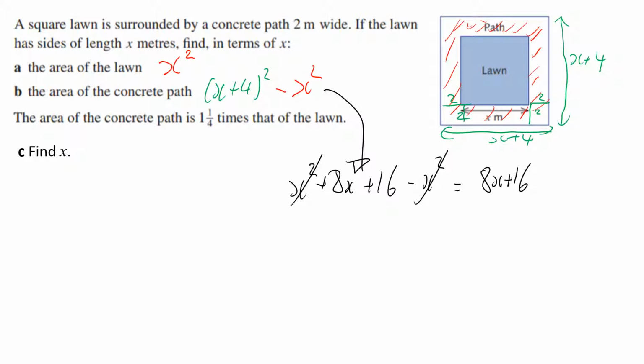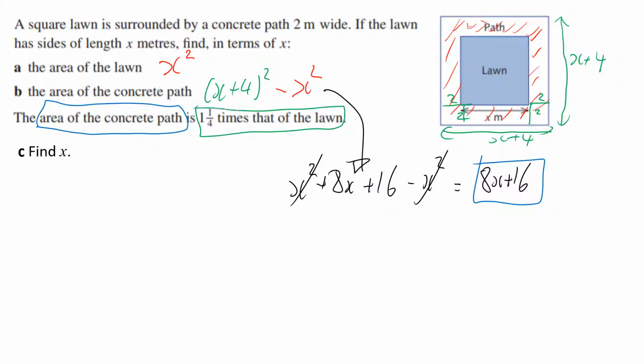Now, how do we match the two? Okay, this is the equation part. The area of the concrete path, which we're given this expression for, is equal to 1 1/4 times that of the lawn. Actually, let me just get a different color. Okay, let me just get purple. 1 1/4 times that of the lawn.